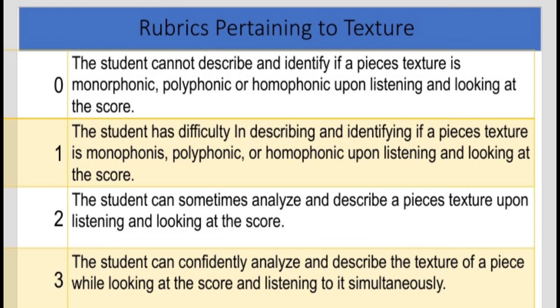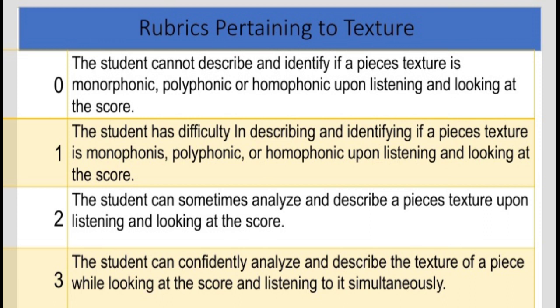So next is rubrics pertaining to texture. So 0 ang score ng student if she cannot describe and identify if a piece's texture is monophonic, polyphonic, or homophonic upon listening and looking at the score. So, di ba, ang monophonic means single melodic line without accompaniment. Ang homophonic, melody with accompaniment. Ang polyphonic, more than one melody performed at the same time. Then, that's how you score your student.